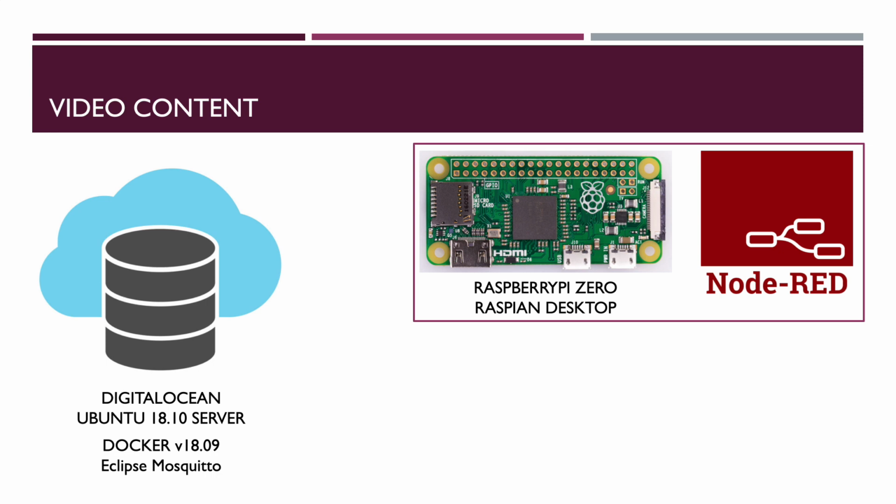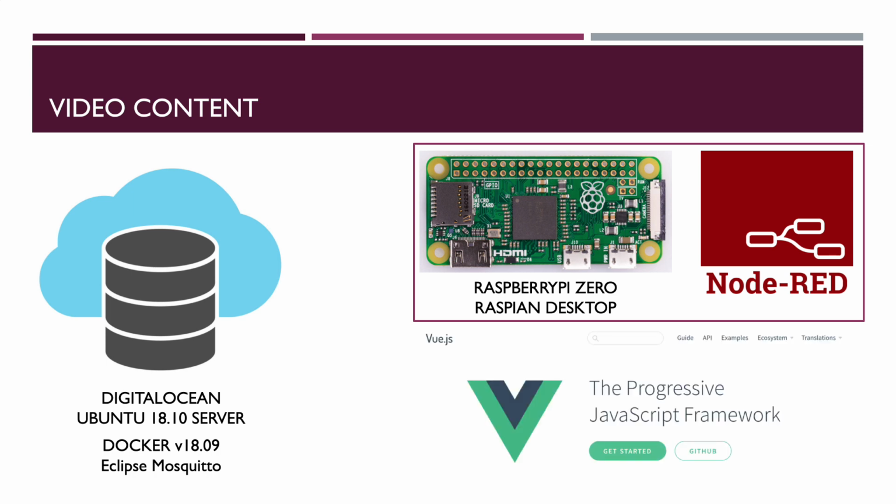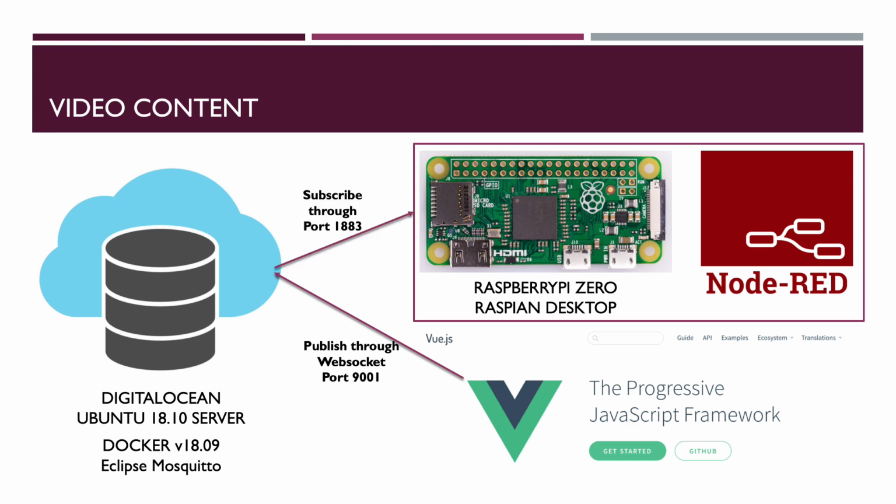After that we will set up the Raspberry Pi Zero running Raspbian desktop operating system, and Node-RED comes already with that. And then a small VUE Web Client to communicate to our server through WebSockets, and the Raspberry Pi will use the standard port 1883 to subscribe from our server.